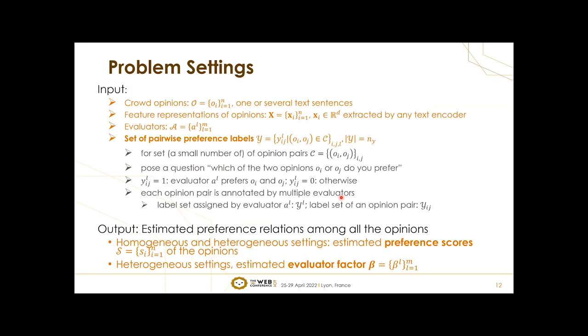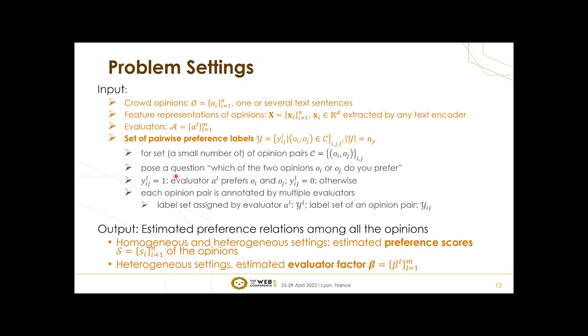And now we start to introduce the detailed models. First we need to clarify the problem settings. For the input of the model, we have a set of crowd opinions, each of which is one or several text sentences. We can extract the feature representation of the opinions with any text encoder. This is the difference from the existing preference aggregation works. And we also have a set of evaluators and a set of pairwise preference labels.